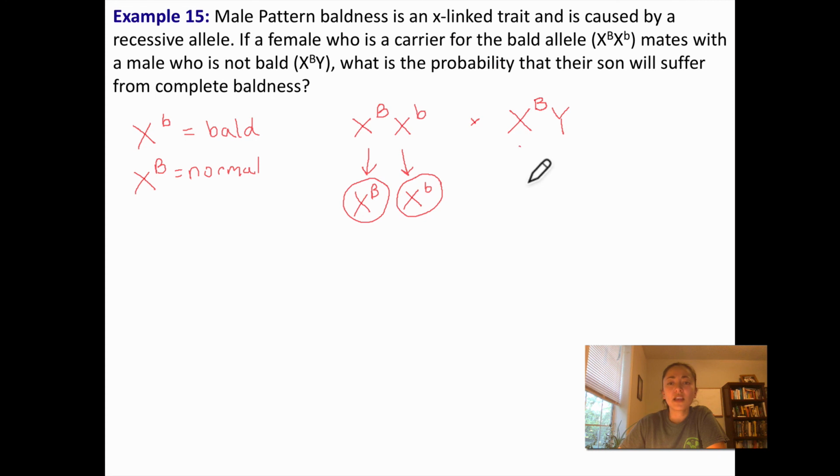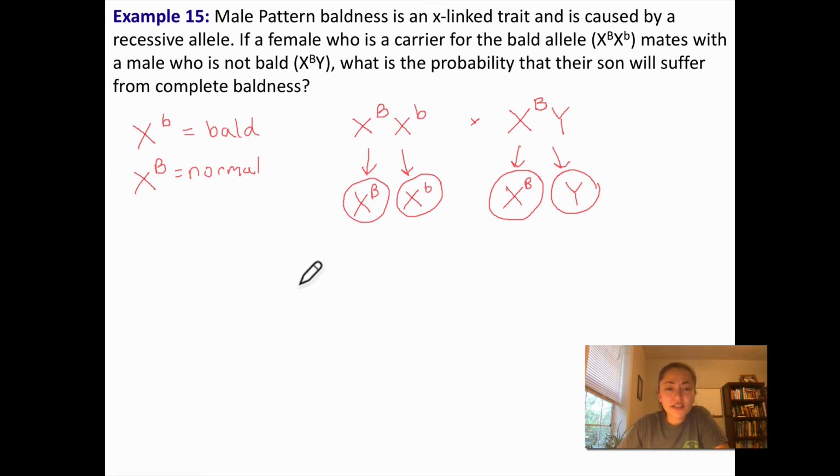This male could give his offspring a gamete with an X with a big B, or his offspring could receive a Y chromosome. So you can see it's the male that determines whether you have a male or female child, because he's the one that's either giving a Y or an X to the child. And it should be a 50-50 chance that your child would be male or female, because there's a 50% chance that the gamete would get an X or a Y.